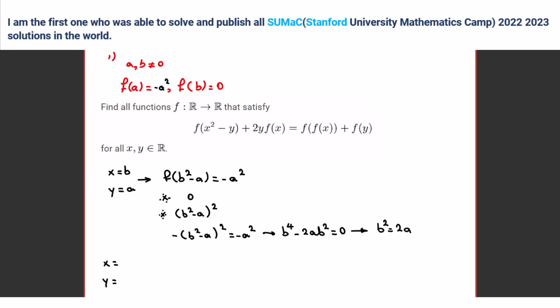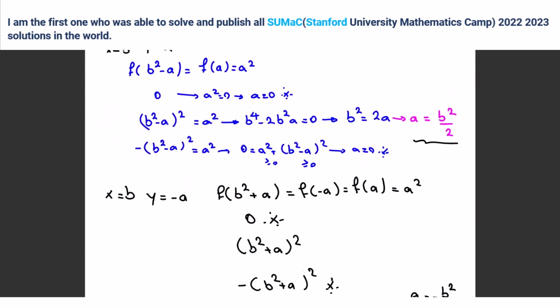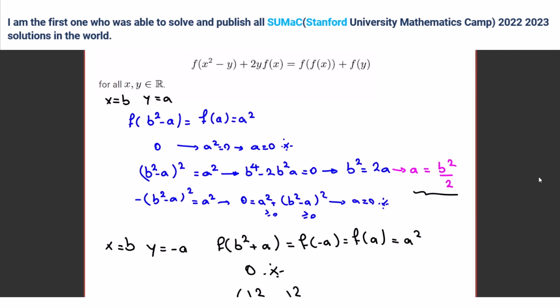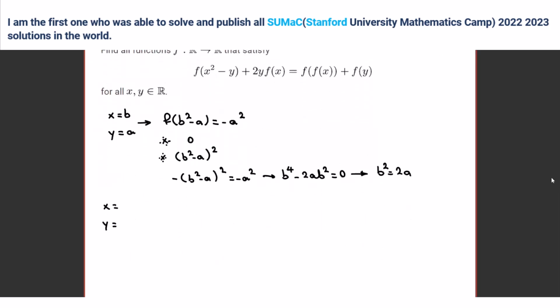Next, x with negative b. What did we do here? x is b, y is a. Next step, x is b, y is negative a, right? Agreed? Yeah. So here we should replace x with what, y with what? x with b, y is negative a. Then we can conclude what? Then it becomes f of b squared plus a minus 2a f of b equals f of negative a, which is negative a squared.